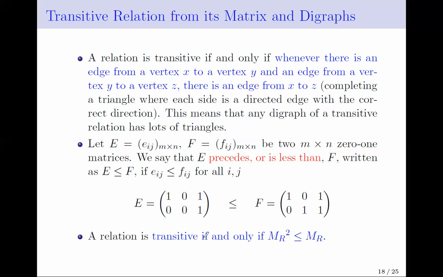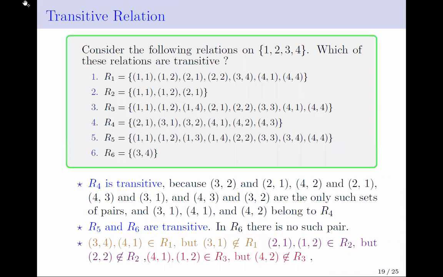Now, a relation is transitive if and only if MR square precedes MR. MR square means the matrix corresponding to R composition R. A relation is transitive if and only if MR square precedes MR. Now we move on to the next slide.